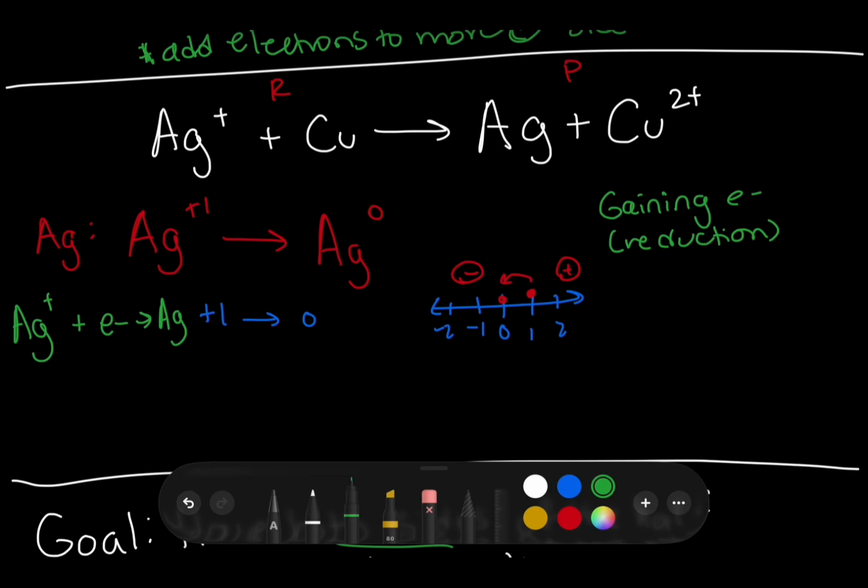Now what we're seeing here is that in our reactant side, we're adding an electron. And that electron is going to cancel out with the positivity, with the cation that we see in the reactants. And it's going to balance the half reaction.